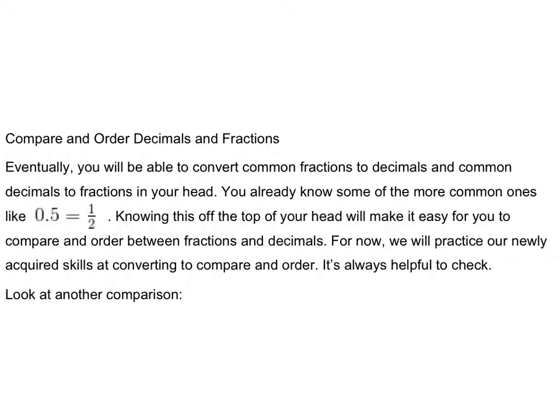Okay, so now we're going to compare and order decimals and fractions. Now eventually you'll be able to convert common fractions to decimals and vice versa in your head. You probably already know some of the more common ones, like 0.5 is the same as a half. Knowing this off the top of your head will make it easy for you to compare and order between fractions and decimals. For now, we will practice our newly acquired skills at converting to compare and order. It's always helpful to check.